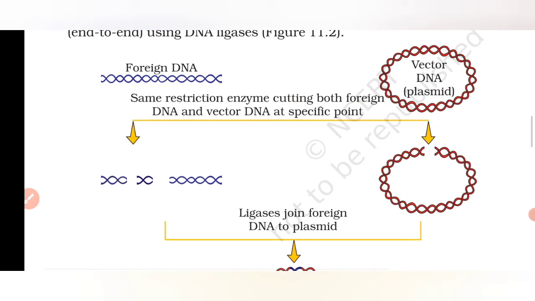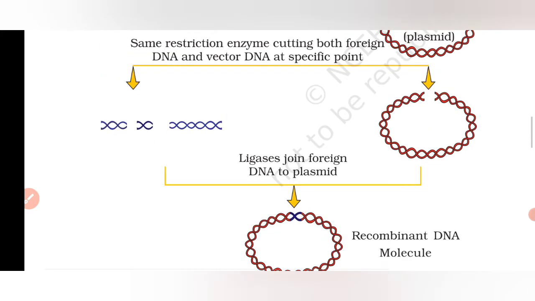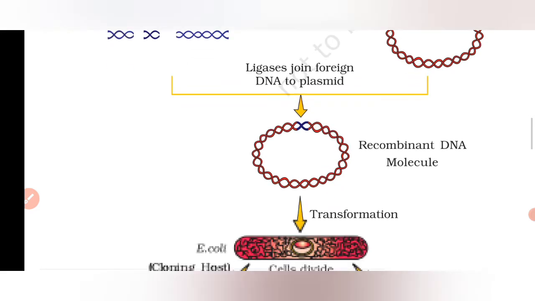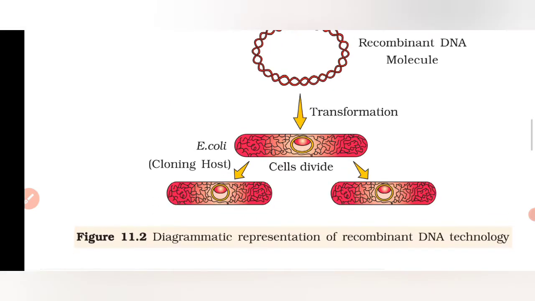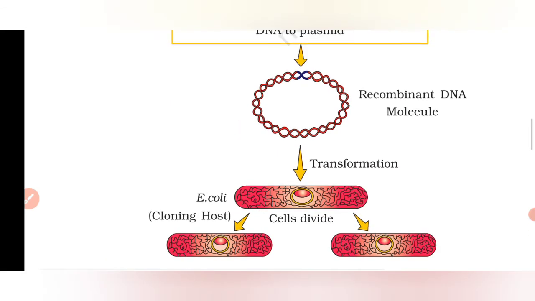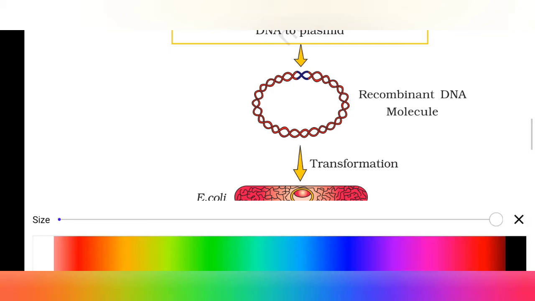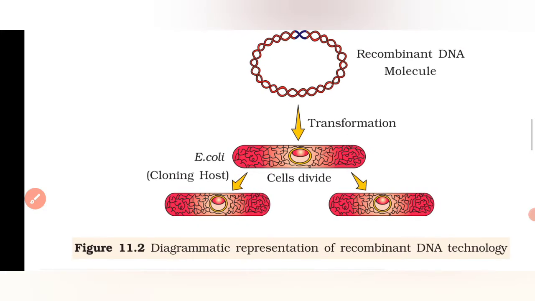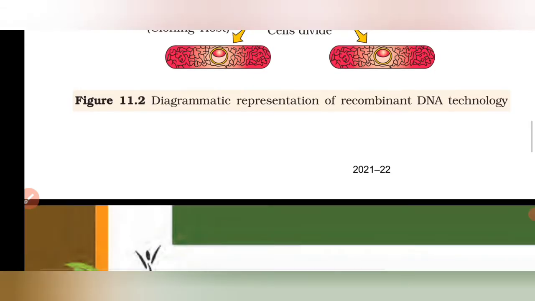Here the foreign DNA is cut and the vector is also cut by the same restriction enzyme. So they have complementary sticky ends which are then joined by ligases, and this recombinant plasmid or DNA is formed. The process of introduction of this recombinant DNA molecule into the bacteria is called transformation. So this process is called transformation. And those bacteria having this recombinant DNA molecule in them, which we had inserted, are called transformants.